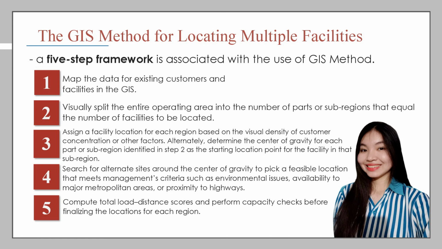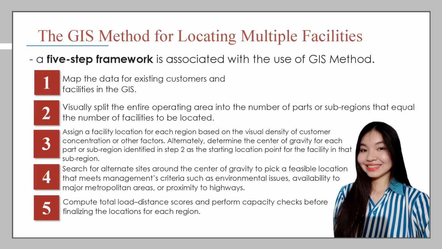Fourth step is to search for alternate sites around the center of gravity to pick a feasible location that meets management's criteria such as environmental issues, availability to major metropolitan areas, or proximity to highways. Fifth and final step, compute the total distance scores and perform capacity checks before finalizing the locations for each region.